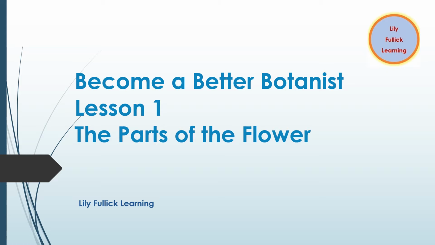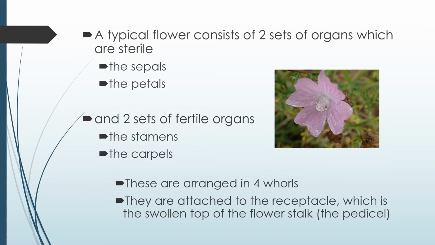Lesson 1. The parts of the flower. A typical flower consists of two sets of organs which are sterile, the sepals and the petals, and two sets of fertile organs, the stamens and the carpels. These are arranged in 4 whorls. They are attached to the receptacle, which is the swollen top of the flower stalk, the pedicel.